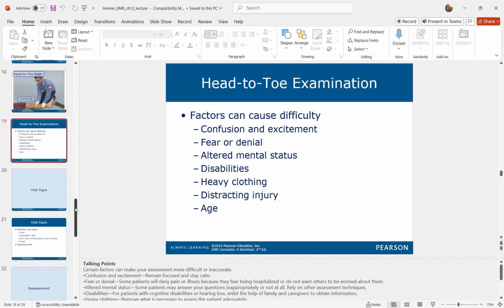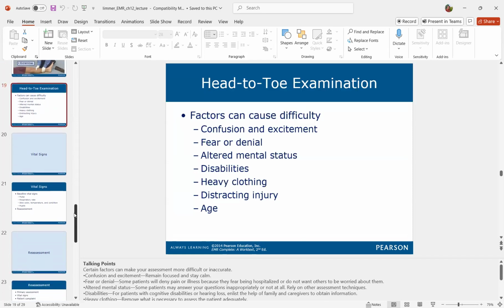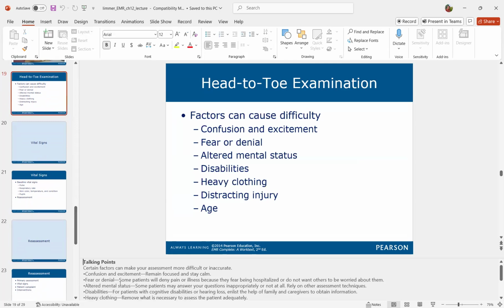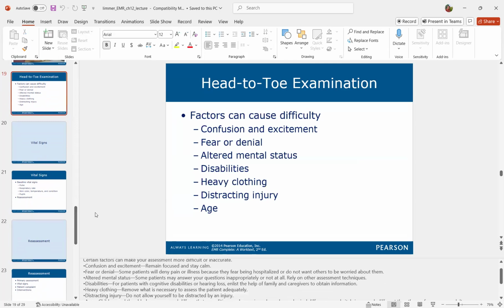When we do this head to toe, there are certain factors that can make our assessment a little more difficult or sometimes inaccurate. Confusion or excitement. We want to remain focused and stay calm. Fear or denial. Some patients will deny pain or illness because they fear going to the hospital, or they don't want to ride in the ambulance. They don't want other people to worry about them. Altered mental status. Some patients may answer your questions inappropriately or not answer your questions at all. So this is another technique that we can rely on to figure out what's going on with our patients.